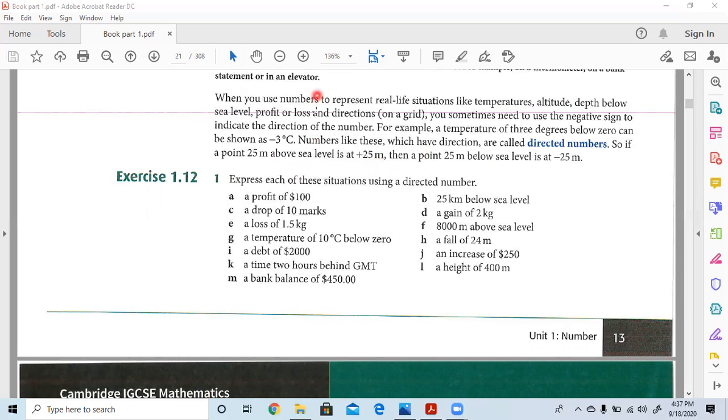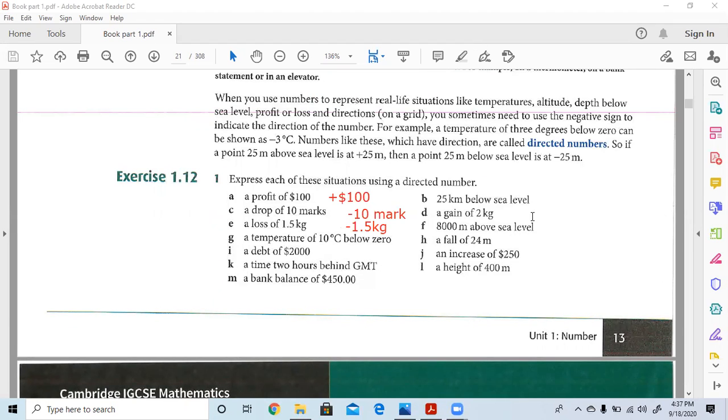Here what we will do is put the directed sign, either positive $100 or negative. Here it is positive because he gets a profit. So I write here plus 100. As it is, the next one is a drop of 10 marks. So I write here -10 marks. The next one is not difficult. Loss of 1.5 kg. Loss means lose. Minus 1.5 kg, negative 1.5 kg.